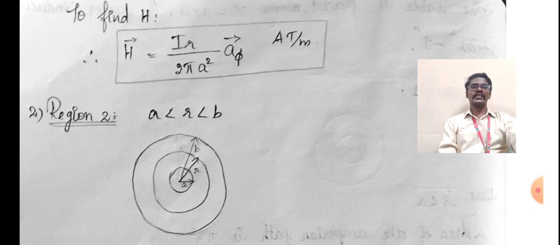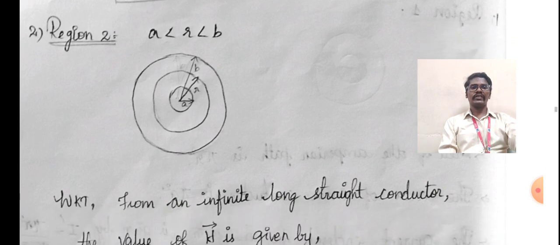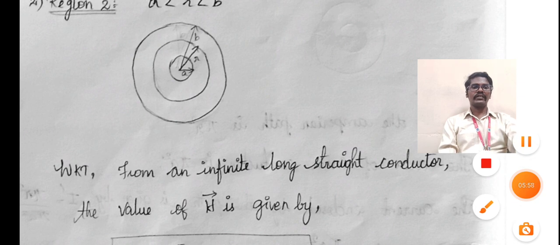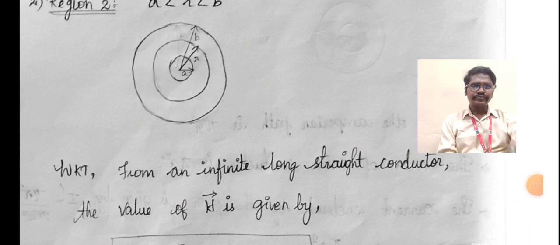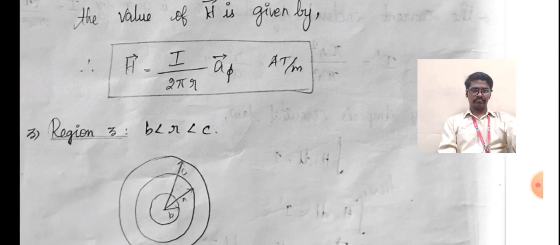The second region is a less than r less than b. So here we are just considering the case of an infinitely long straight conductor. This we have already discussed. The value of H is given by H is equal to I divided by 2 pi r into a phi vector. So the answer is going to be the same for region 2.